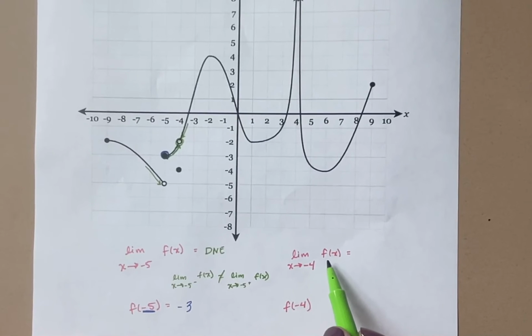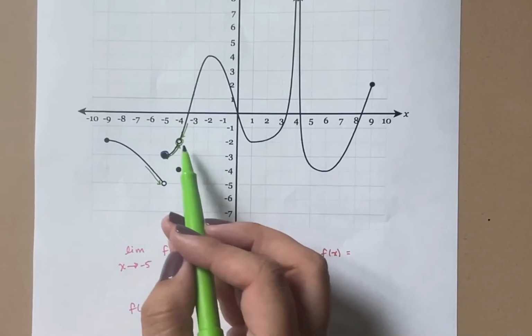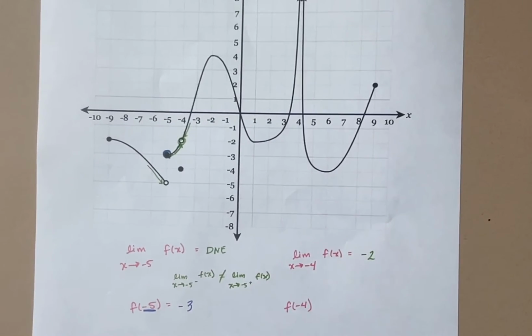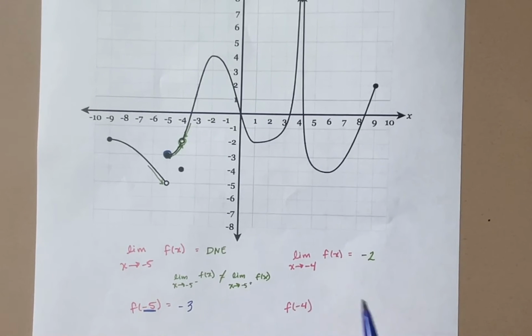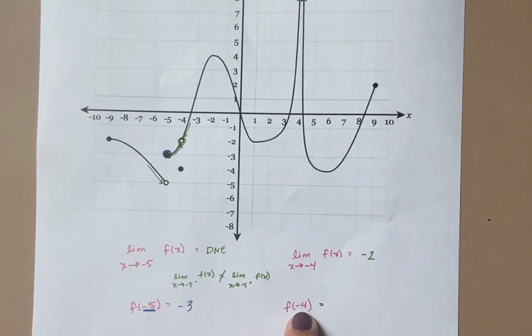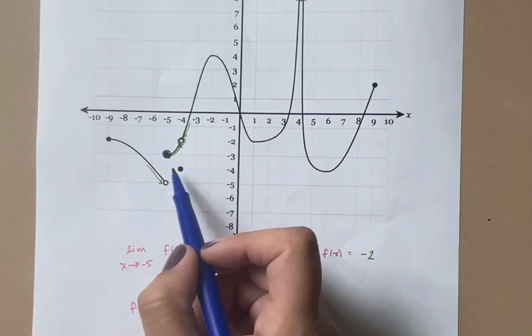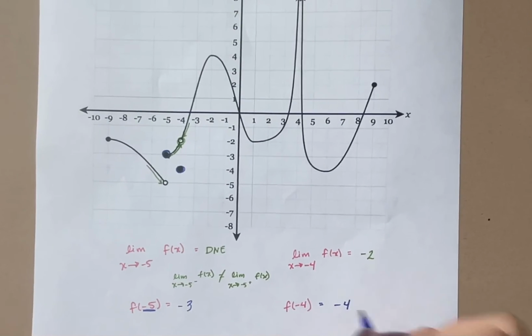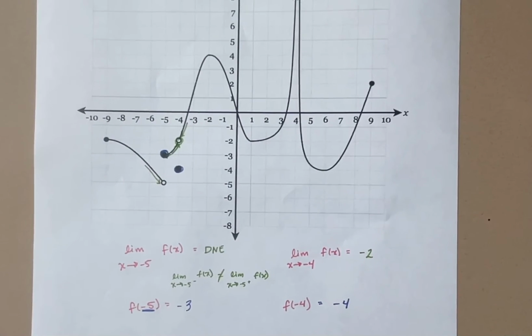So in this case, the limit as x approaches -4 is here at a y value of -2, which is not the same answer as f of -4. Here, I'm looking for a closed circle or an actual defined point. So when x is -4, there's a closed circle here at a y value of -4.